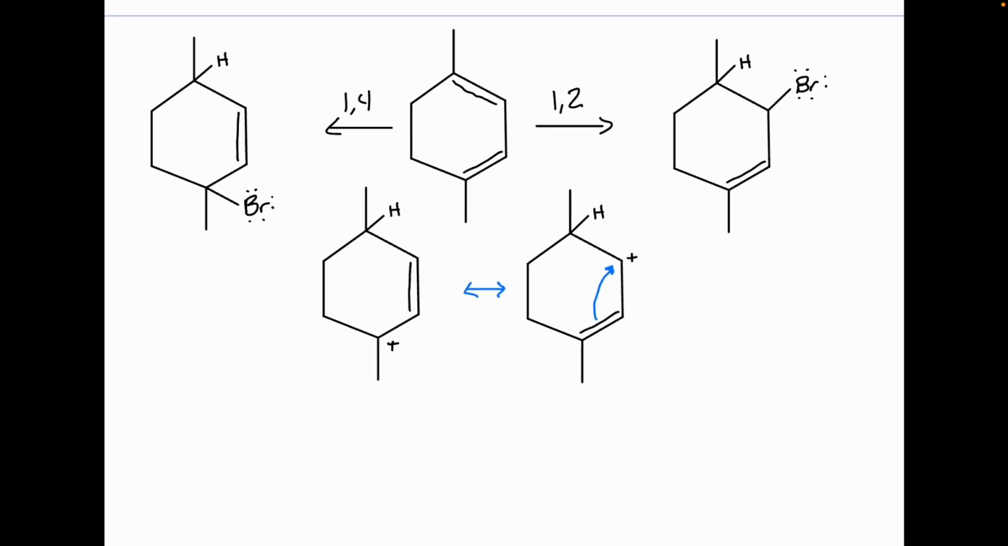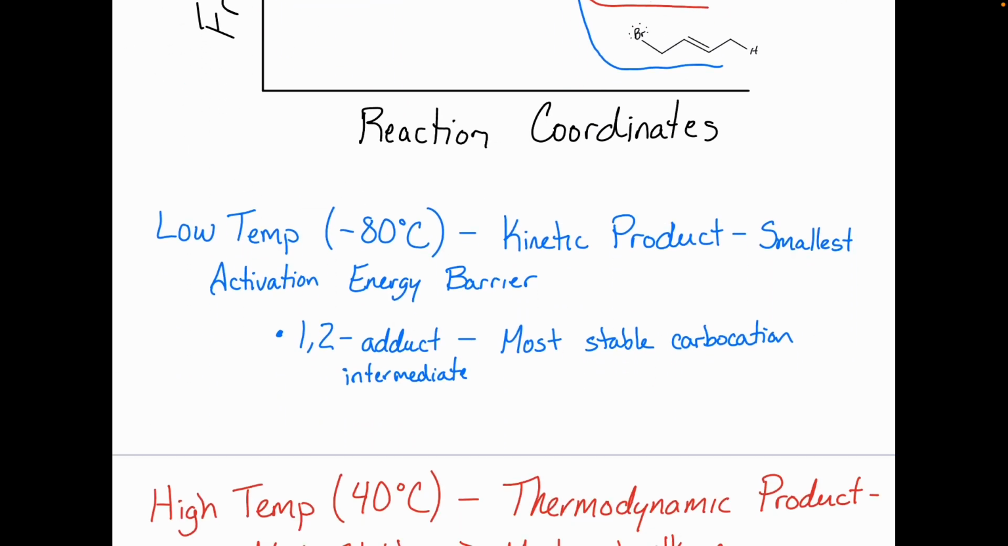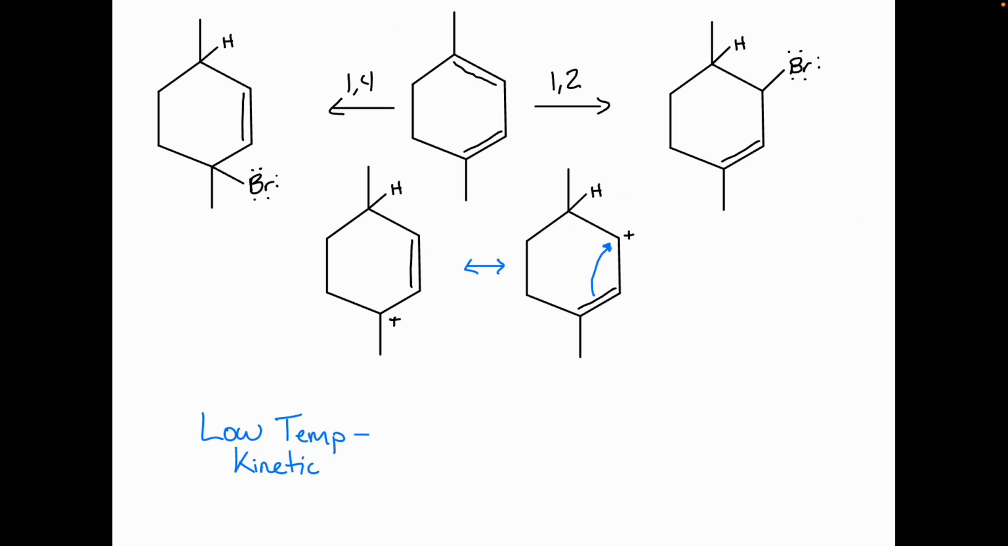All right, so now that we have our 2 products, let's ask which one is going to be favored at low temperatures? Which one of these is my kinetic product? Who thinks it's the 1,2? Who thinks it's the 1,4? The kinetic product, the low temperature product, is always going to be that 1,2 adduct, because the resonance jump is something that necessarily raises that transition state barrier. So we're going to have our kinetic product be the 1,2 adduct.